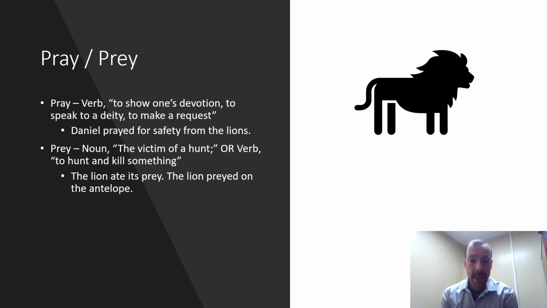Pray and prey. When this word is spelled with an A, it's an action word for showing one's devotion or speaking to a deity, making a request. So Daniel prayed for safety from the lions. When it's spelled with an E, it's still pronounced the same, but it means the victim of a hunt. The lion ate its prey. Or you can use it as a verb to prey on something, to hunt and kill something.